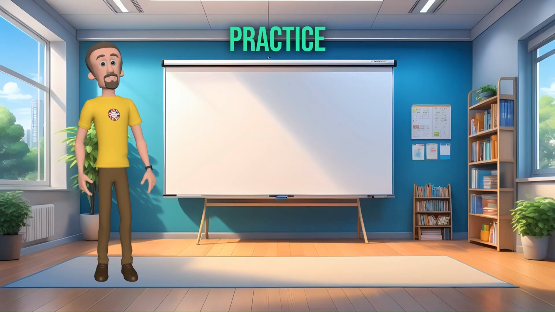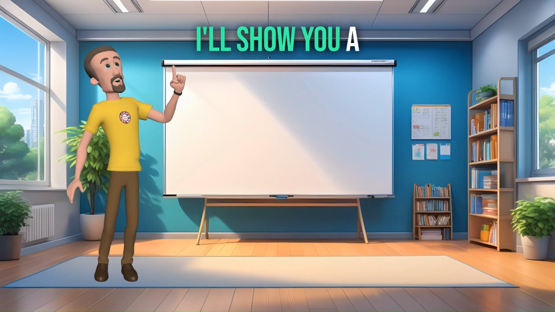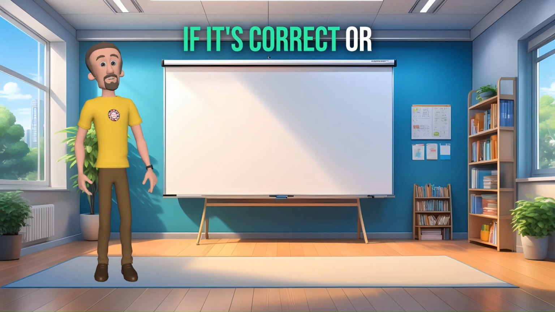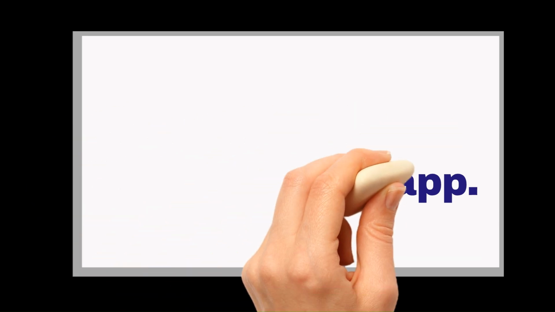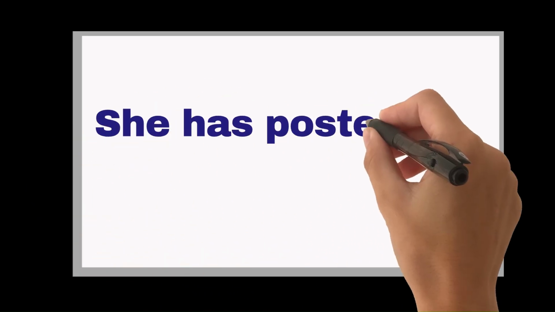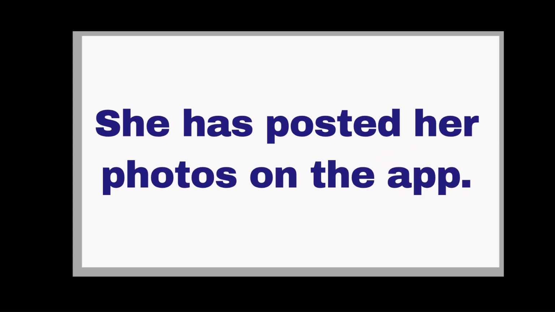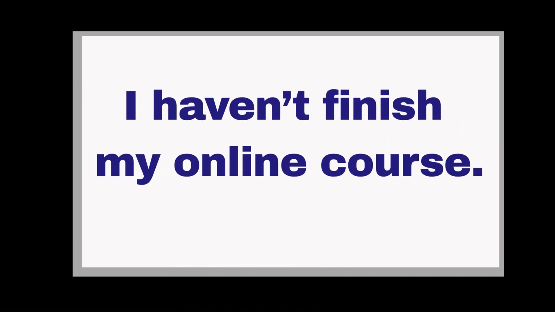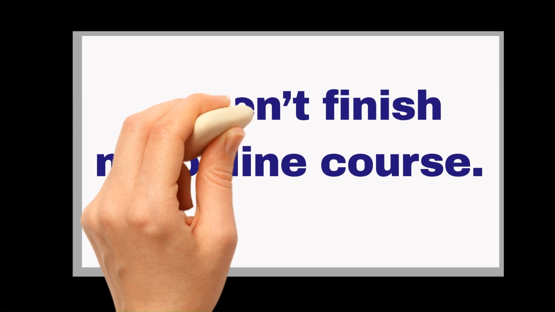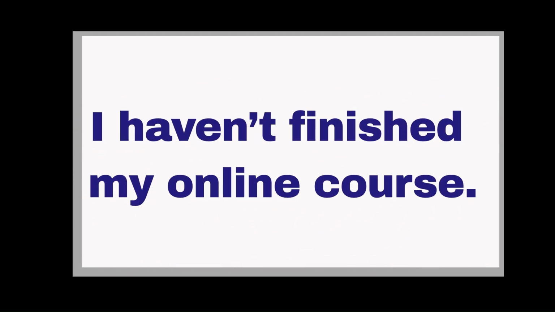Now it's time for practice. I'll show you a sentence, and you decide if it's correct or needs fixing. The first sentence is, she has posted her photos on the app. Is that correct? Okay, next sentence. I haven't finished my online course. What about this one? The correct sentence is, I haven't finished my online course.